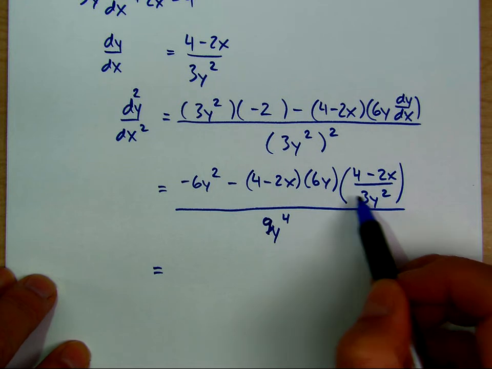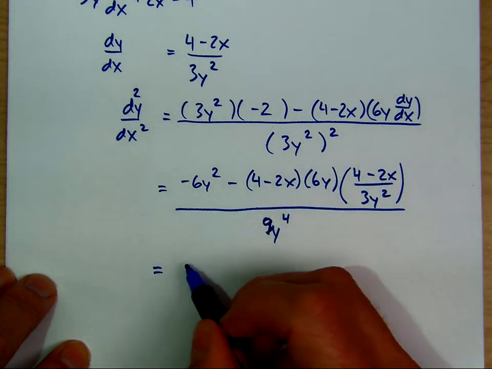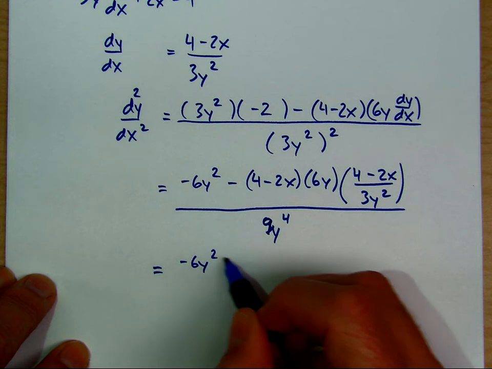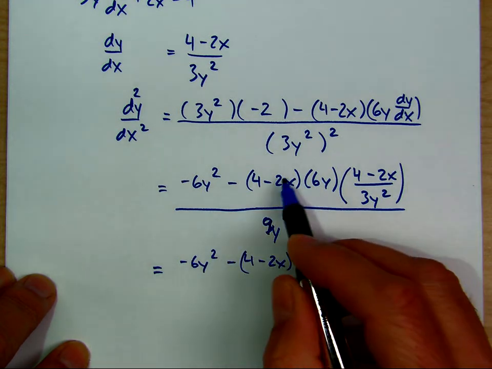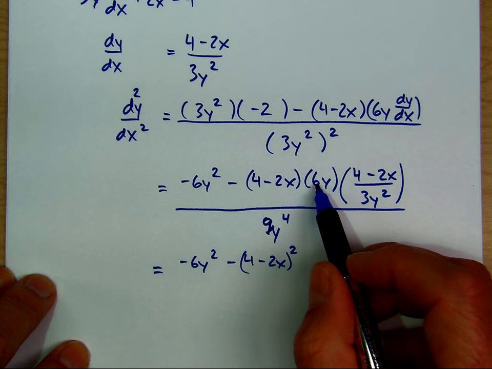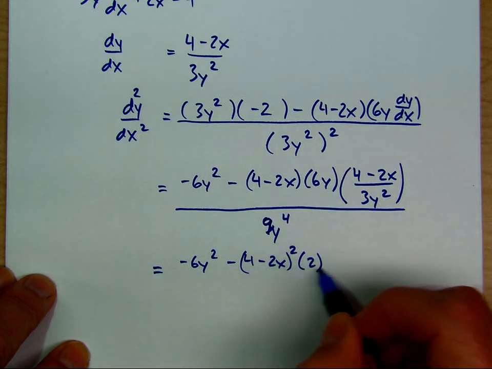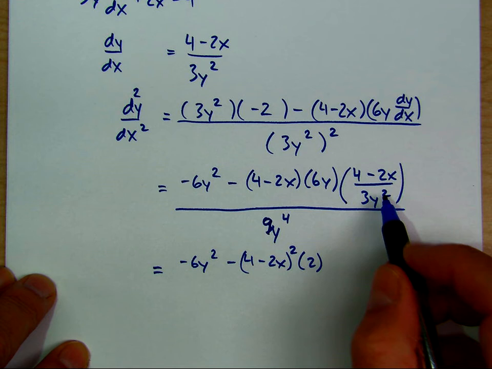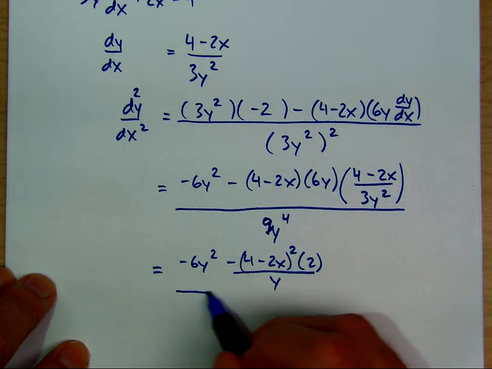We also have 4 minus 2x, 4 minus 2x, so that can be combined. Negative 6y squared minus (4 minus 2x) squared, because we have two factors. And we're going to have a 6 divided by 3 is 2. And then y cancels with y, and we'll have just one y in the denominator.